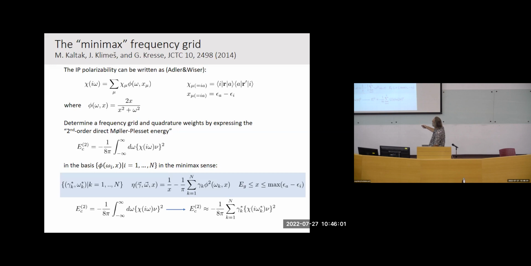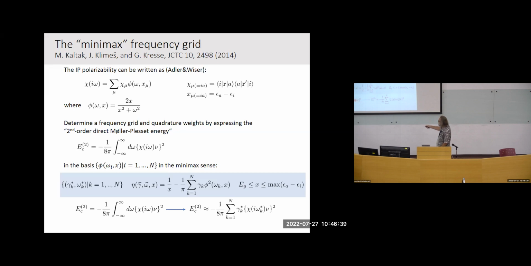So in the minimax sense, the problem takes this particular mathematical form. So 1 over x is approximated by these functions to the power 2, and we seek a set of frequencies and weights that minimize the maximal error that is made over a range of eigenenergies. So basically, you take your lowest occupied state, your highest occupied state, and your highest unoccupied state. This gives you an energy range, and over that range, you take this minimax fit.